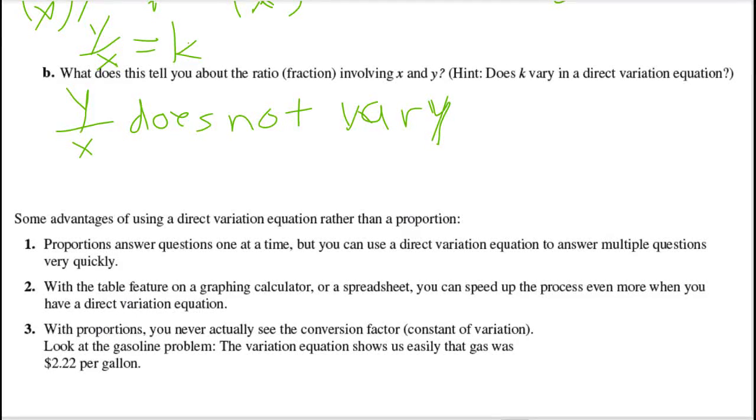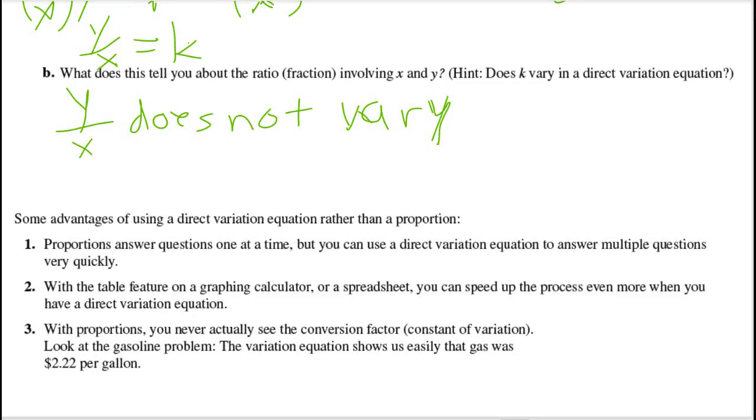what you want. Okay? With the table feature on your graphing calculator or spreadsheet, you can speed up the process even more when you have direct variation equation. It is very easy to program those into a calculator or into an Excel spreadsheet. We don't need to worry about that though. And 3, with proportions, you never actually see the conversion factor.